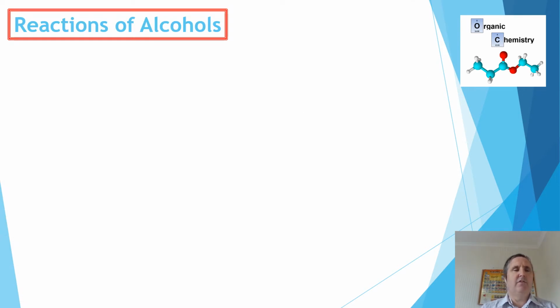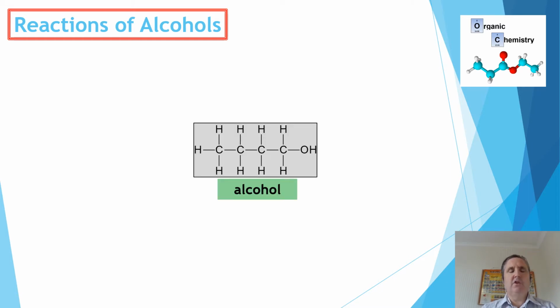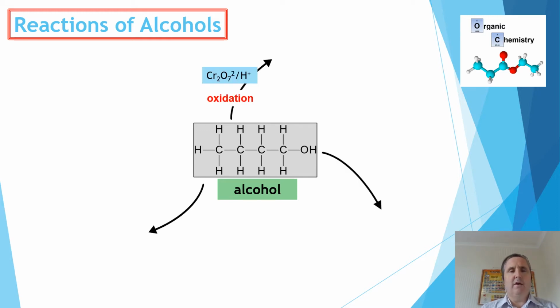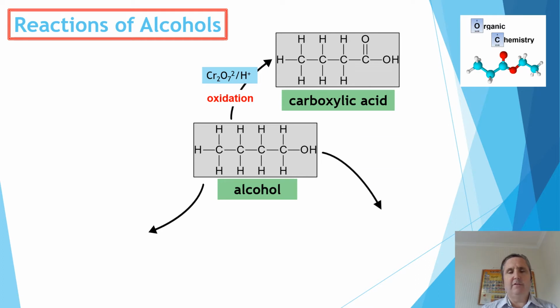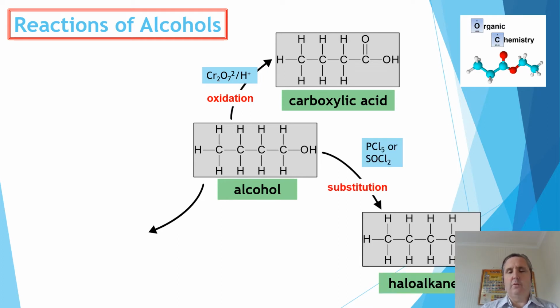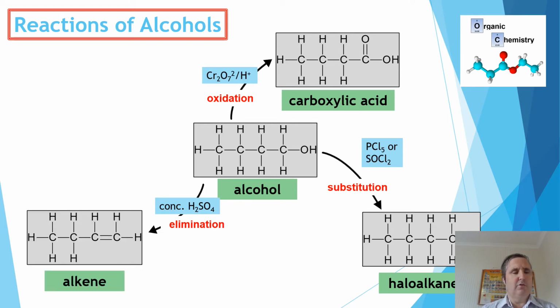Okay, let's have a look at some reactions of alcohols. Generally in this part of the video, we're going to look at the three important reactions of alcohols: oxidation of alcohols to carboxylic acids, substitution of alcohols to haloalkanes, and the elimination of water from alcohols to produce alkenes. So those are the three types of reactions we're going to go over.